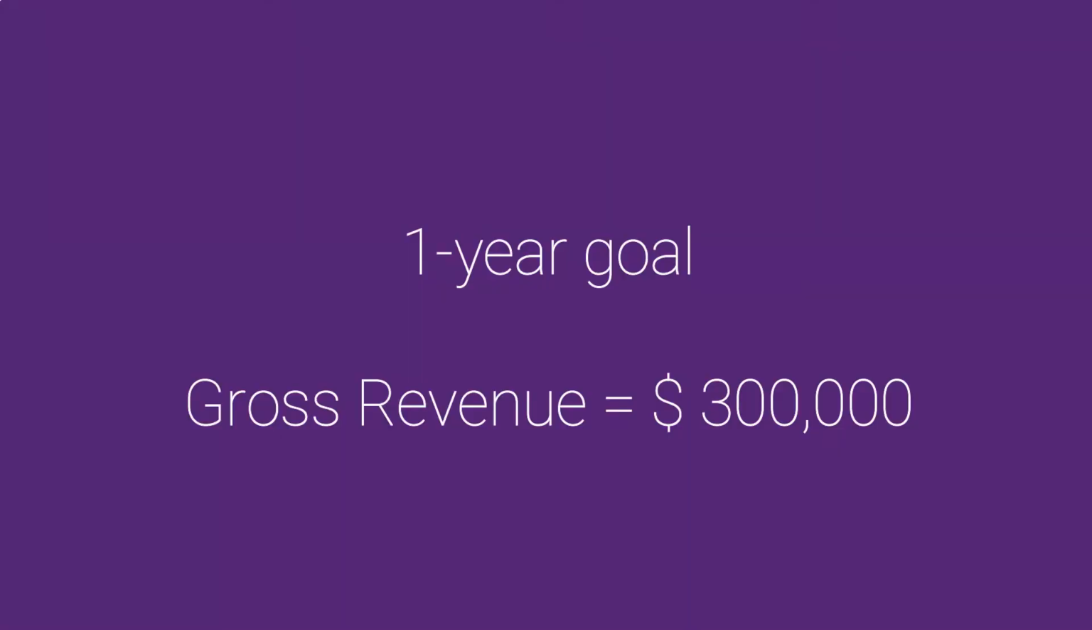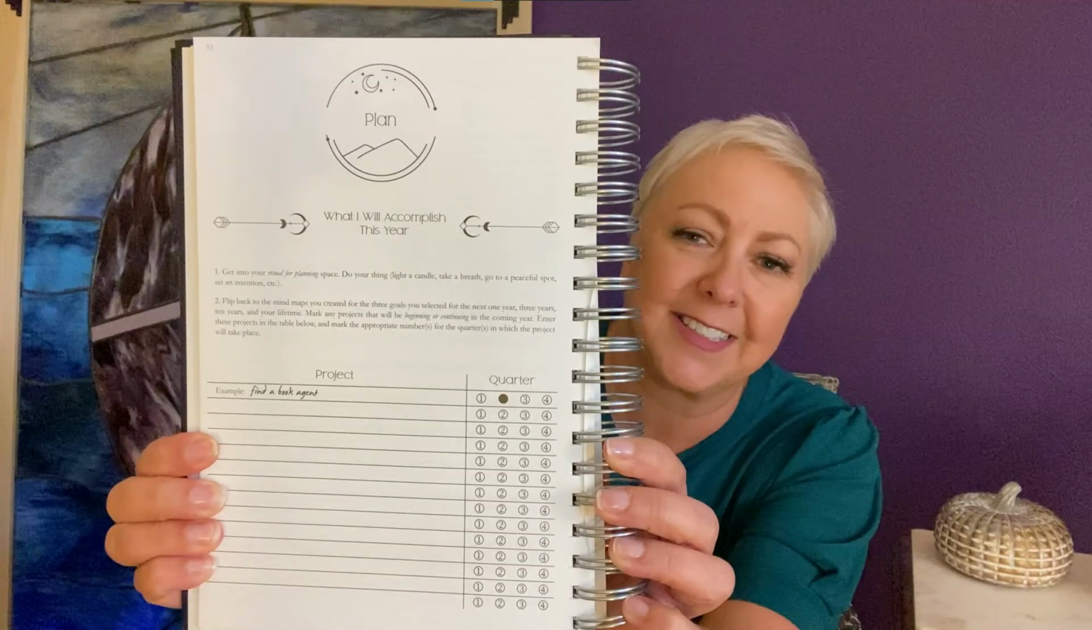Now we have to look at our 1-year goal. So depending on what your business did last year, perhaps your goal is to get the business to $300,000 this year, okay? And this is where it gets really amazing because once you know what you're working for in 2022, you know that you need to hit that $300,000 mark, now you get to figure out how to make that happen. And that's where the project column comes in this book.